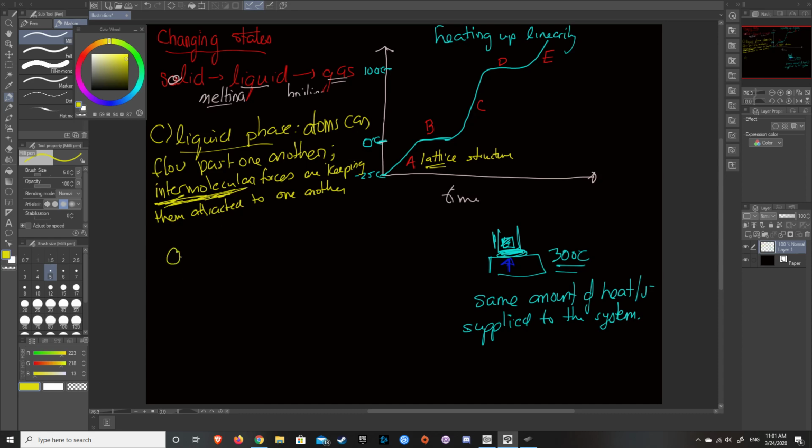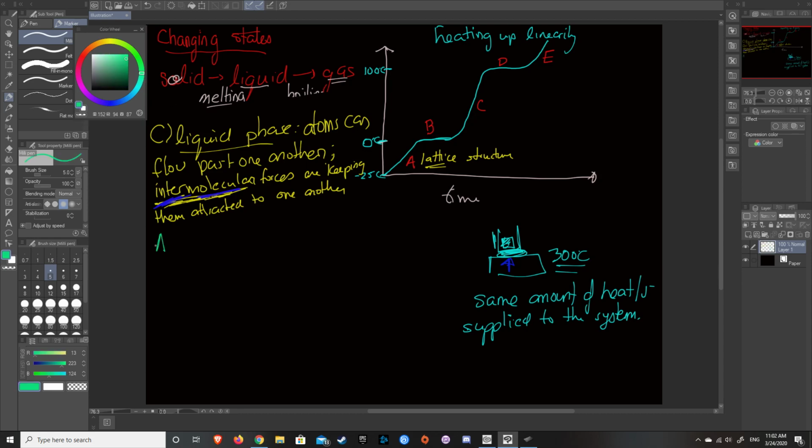So these molecules are flowing past one another, but still they've got some level of attraction, something holding them together. For some of them, it's an attraction between the positive and negative ends. For some of them, it's attraction just between the electrons that are around the atoms. But we just like to say intermolecular forces for you guys. It's just forces between molecules. Forces between molecules are keeping them attracted to one another.